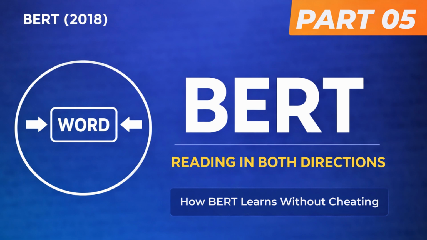Step 2: Apply the 80-10-10 replacement rule. Once a position is selected, BERT modifies the input token in one of three ways. 80% of the time, it replaces the token with the special mask symbol. 10% of the time, it replaces it with a completely random token from the vocabulary. And the remaining 10% of the time, it leaves the original token unchanged, but still treats that position as a prediction target. Then the model is trained to predict the original token at that position.